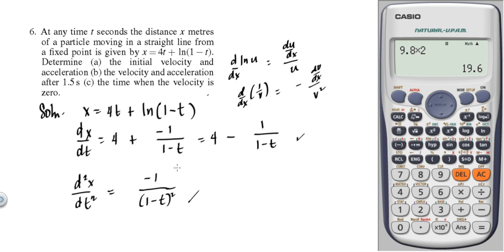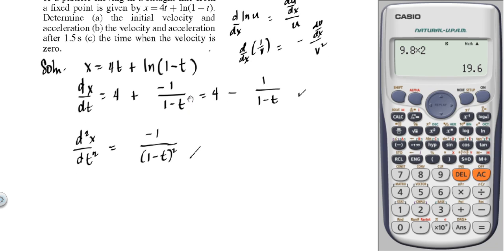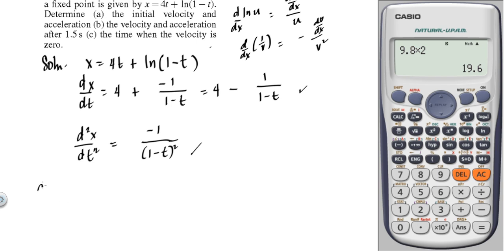Then, the initial velocity and acceleration, that is when time is 0. We have the velocity dx over dt equals, so if t is 0, we have 4 minus 1 over 1 minus 0. So this is 1. 4 minus 1 is 3. 3 meters per second. So that is the initial velocity. How about the acceleration?